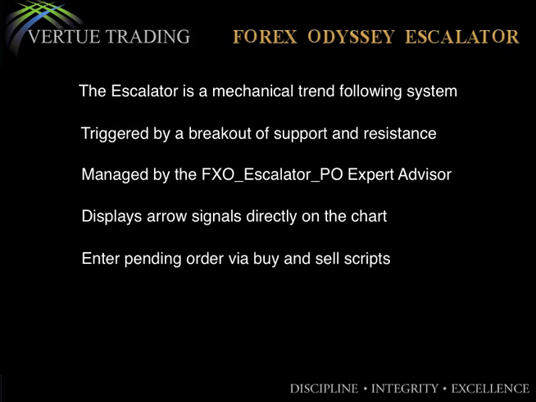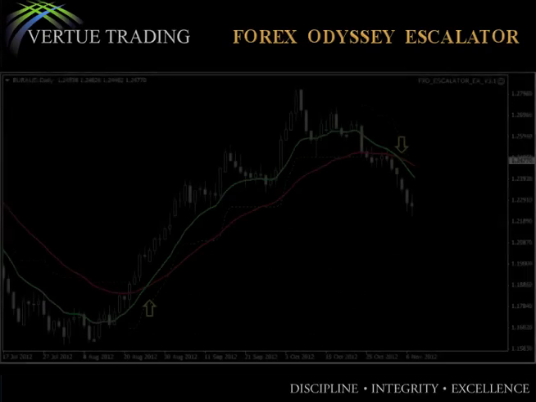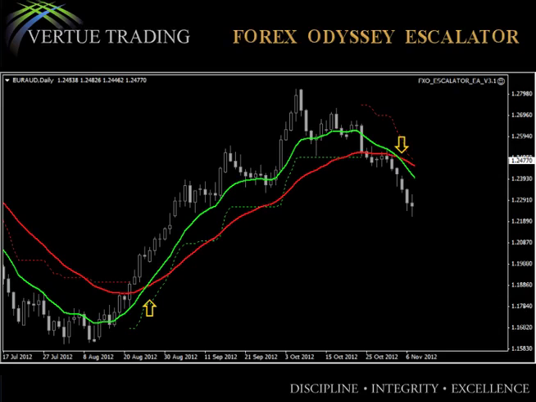The EA will set stop loss and take profit levels automatically, and if you use the auto size buy or sell scripts, it will calculate the correct position size depending on the percentage of risk you've entered in the EA properties window. The EA also adjusts stop loss positions automatically to trail price as it moves into positive territory.